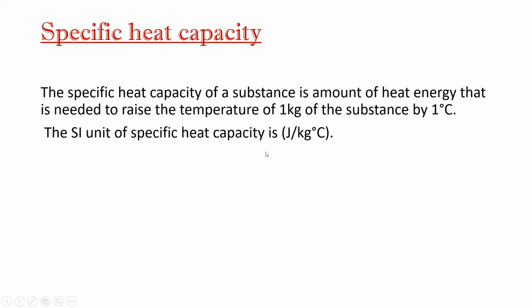The next one is specific heat capacity. So what is the difference between heat capacity and specific heat capacity? Specific heat capacity is how much energy is needed for 1 kilogram of a substance to change the temperature by 1 degree centigrade. That's called specific heat capacity.